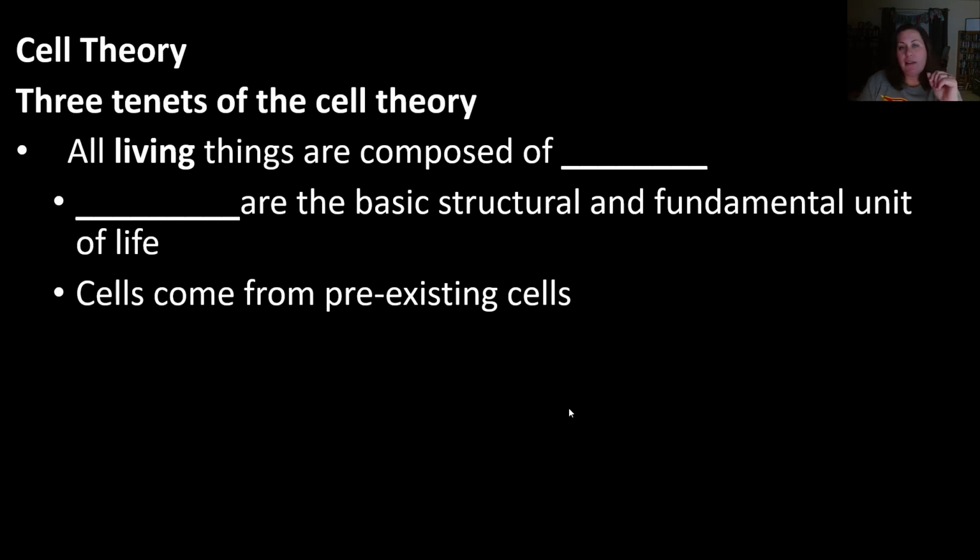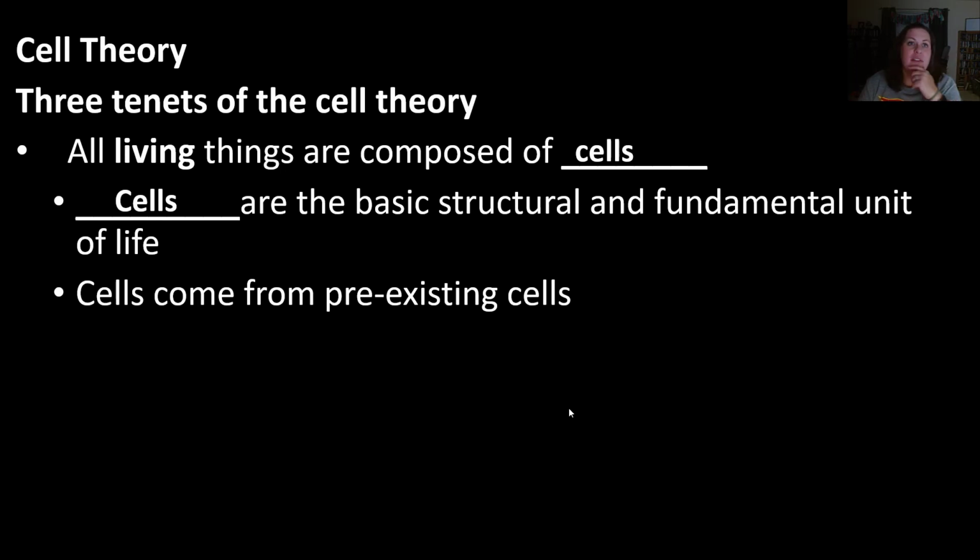So let's talk about the cell theory first real quick. There are 3 tenets to the cell theory. The cell theory says that all living things are composed of cells. It also says that cells are the basic structural and fundamental unit of life. Okay, so all living things are made of cells, and cells are the basic structure of life. And the last part is cells come from pre-existing cells. So they have to come from another cell.